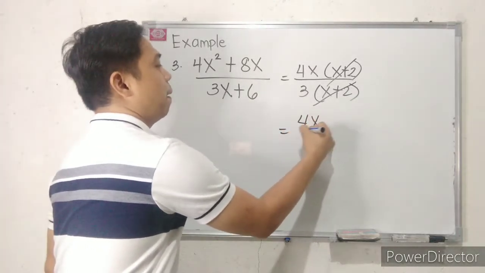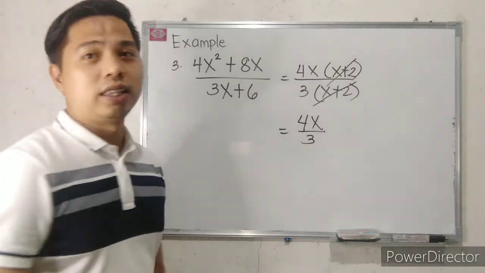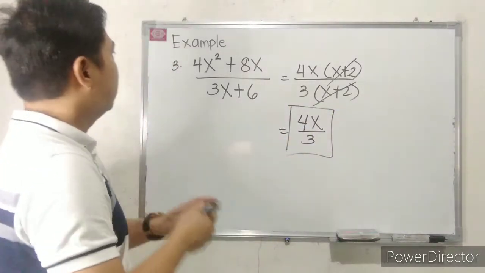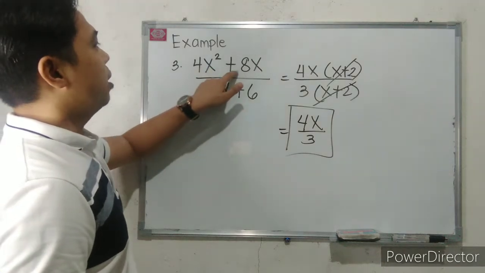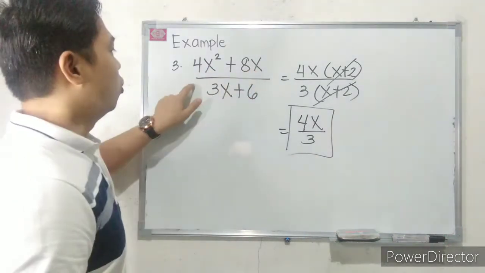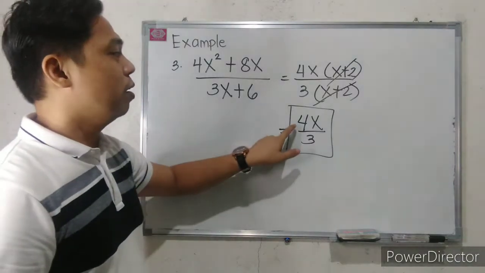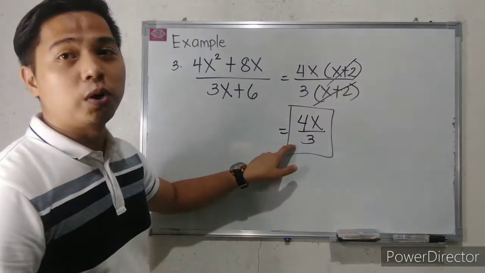4x over 3. So, therefore, class, ito na yung final answer natin. 4x squared plus 8x over 3x plus 6 is equal to 4x over 3.